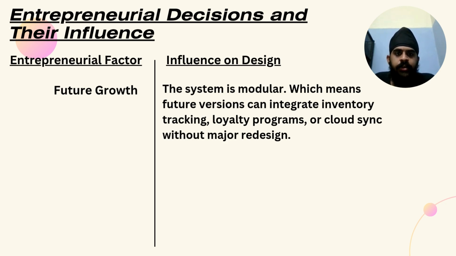The system is modular, which means future versions can integrate inventory tracking, loyalty programs, or cloud sync without major redesign. This means that if the company suddenly becomes successful, instead of redesigning their app fully, they can still use their prototype and upgrade it in the future, adding inventory tracking, loyalty programs, which means that users can get prizes based on how much they spend, or cloud sync without major redesign, which means they can sync their database to the cloud instead of storing it privately, in which case they might lose their data.